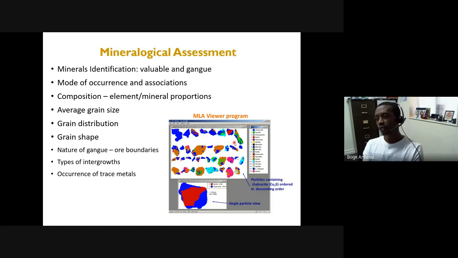Okay, so that's the mode of occurrence and what is associated with it. So if it's chalcopyrite, what's the main gangue? Do we have any trouble-making gangue minerals like clays, for example? So we need to know that. We need to also see what the composition of the ore itself is.